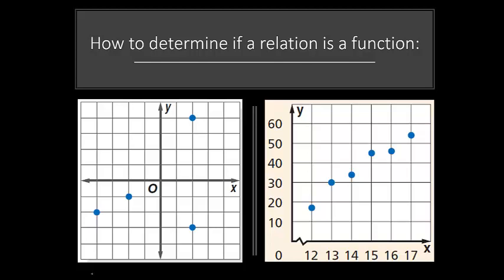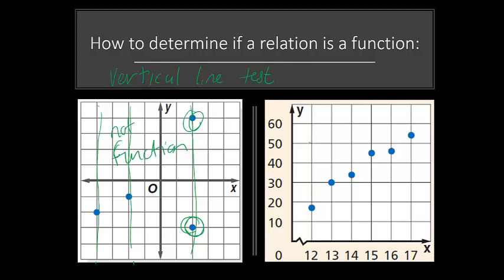I don't have a ruler on the screen. But what you do is place your ruler on your graph in the vertical line test. The vertical line test says it moves from side to side according to the x values, and if there are two dots on the same vertical line, then it is not a function. On this one I've got one dot, on this one I've got one dot, on this one I've got two dots. There's one there and there's one there. Therefore this is not a function.